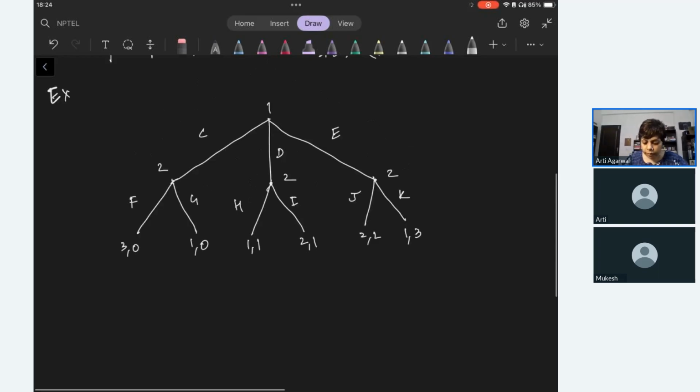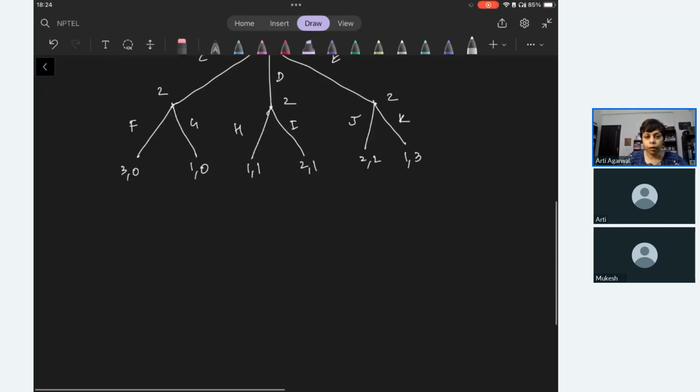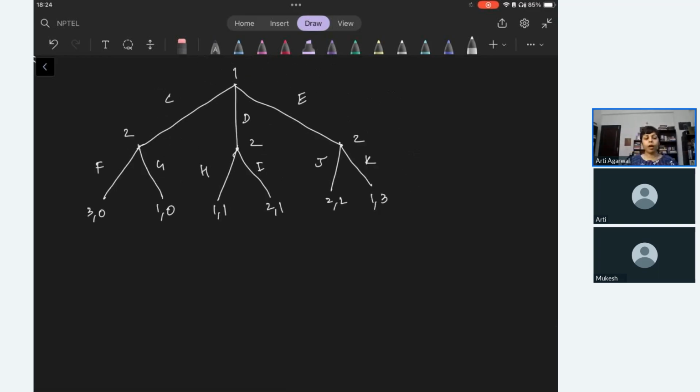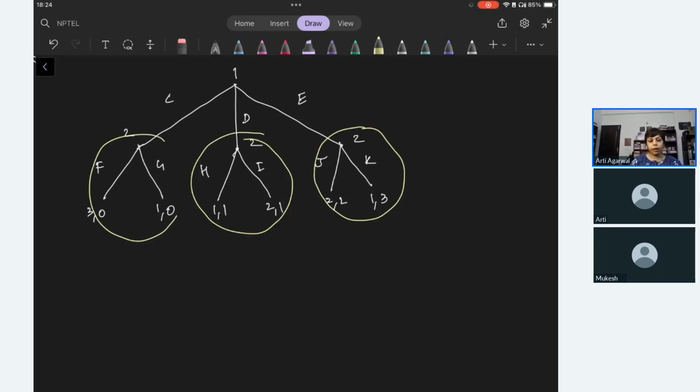Okay, so this is the representation of the game. Now let's see how many strategies player one has. C, D, and E, right? That one is pretty clear. And player two has these three subgames in which he's taking the decision. So let's mark the subgames also here. This is one subgame, this is the second, this is the third, and the whole game is another subgame.